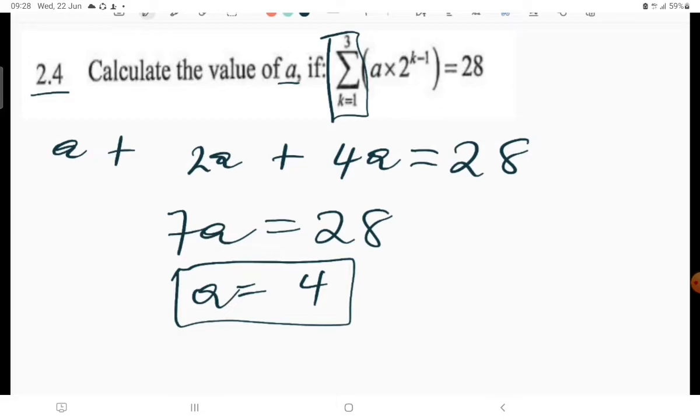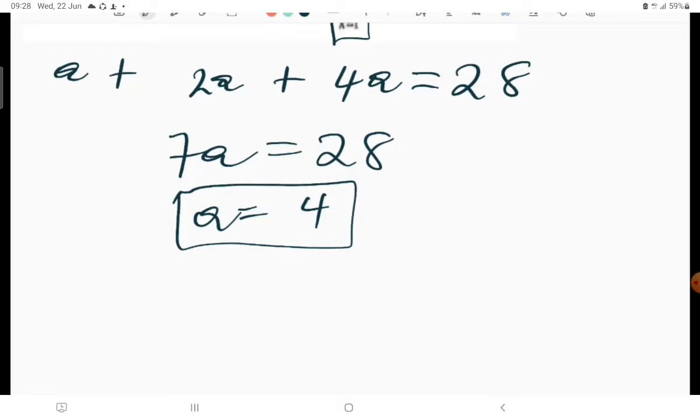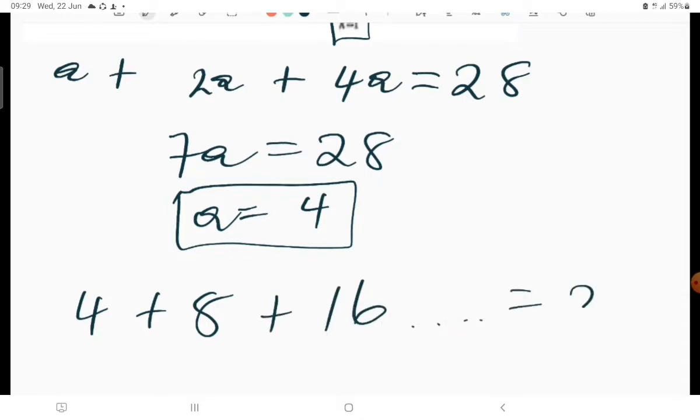So we can always now write down our series in numerical values. So in the place of a, I put 4, then we have 4, then plus 8, then plus 16. So this is what we have. So this all gives us what? 28. This is term 1, term 2, term number 3. So to get to 28.